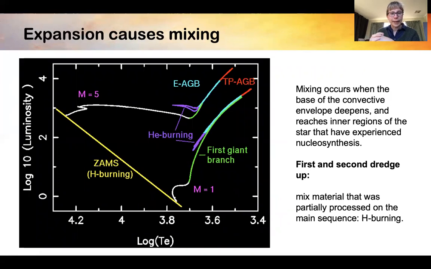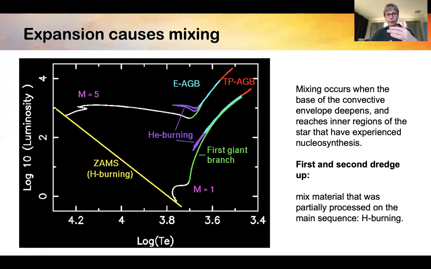So this expansion from the main sequence to the base of the red giant branch causes mixing. And what do I mean by that? Well, take a star like our sun. At the moment, it has a very thin convective layer, but as that outer envelope expands, it becomes more opaque, and we have convection developing in regions that weren't convective before.